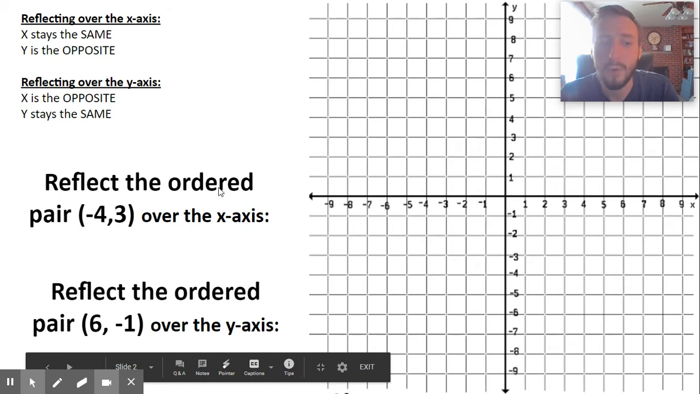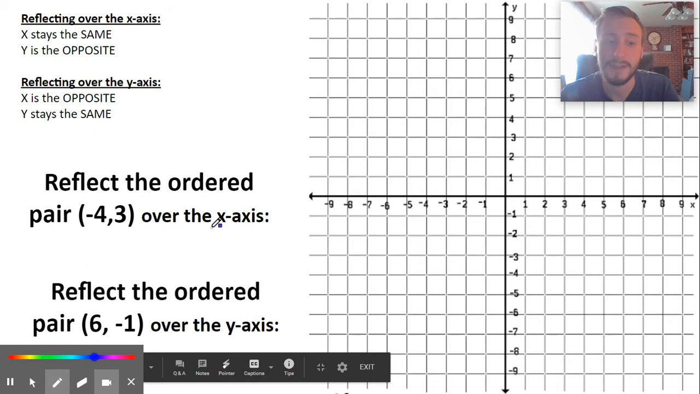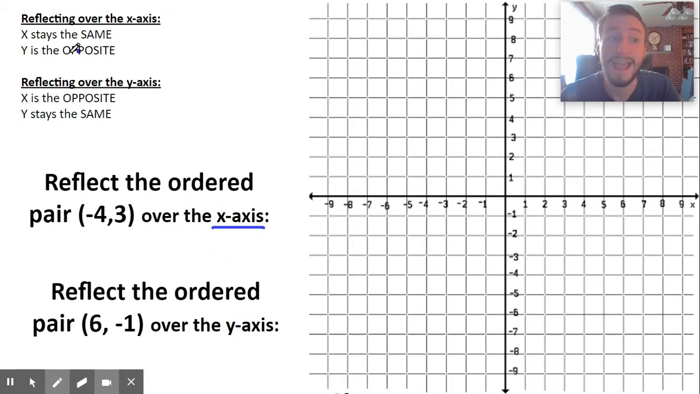It says reflect the ordered pair -4, 3 over the x-axis. So if it's the x-axis, the x stays the same. So my -4, which is my x value, that stays the same. And my y is opposite. What's the opposite of a +3? -3. So there's your answer. What is this ordered pair reflected over the x-axis? -4, -3. That's it. That's all you have to do.